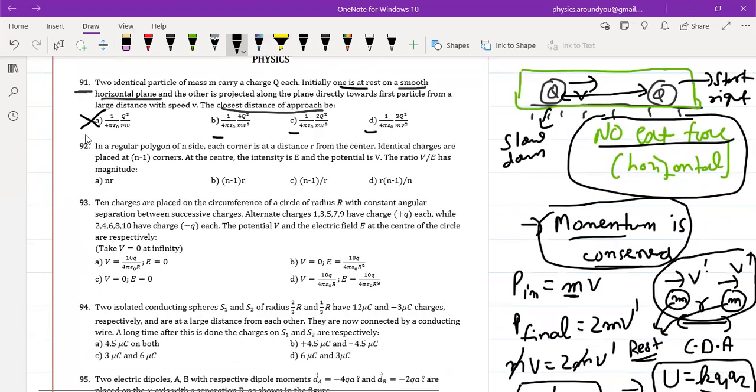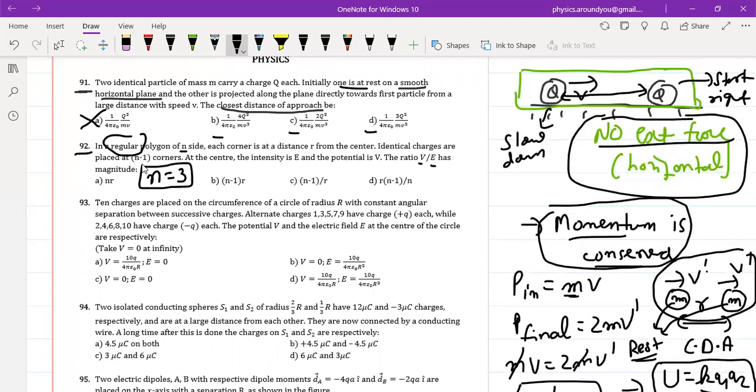Question number 92. We have a regular polygon, regular, which means all sides are the same, of n sides. They're asking what the ratio of V by E is. Okay. So here is where we try to be slightly smarter than the examiner. Here is where I put the n value as 3. I assume the value of n to be 3.